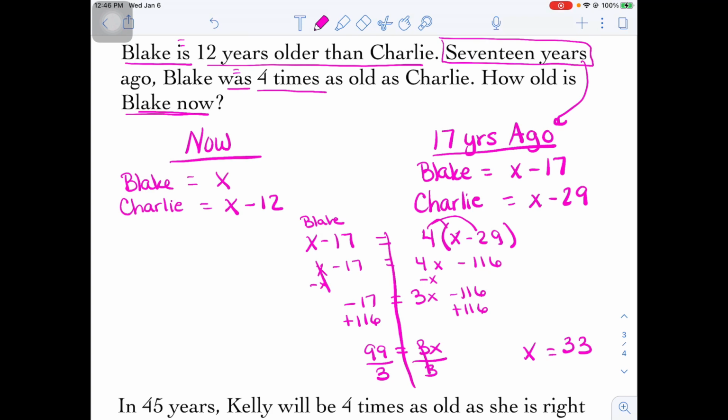And what is x standing for? Well, it's standing for Blake's age now. So Blake is 33 years old now.